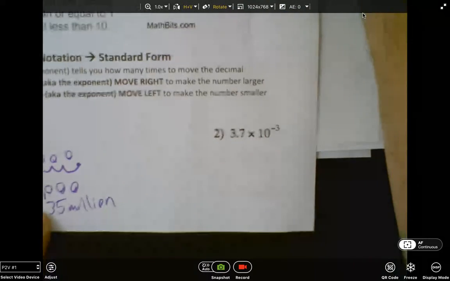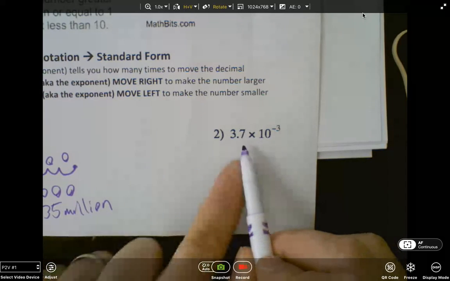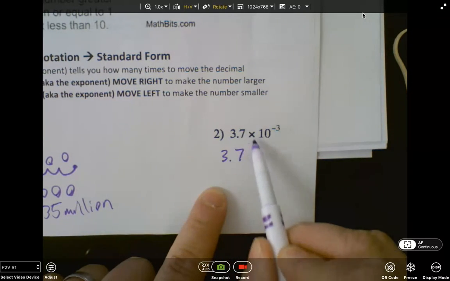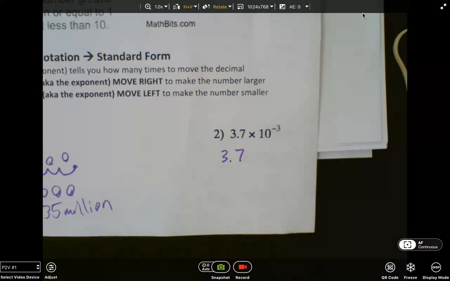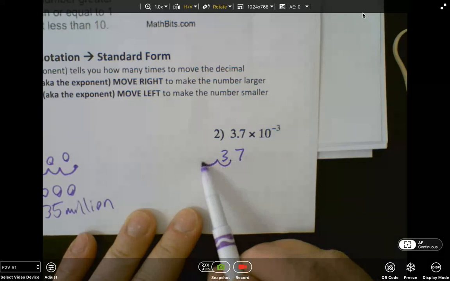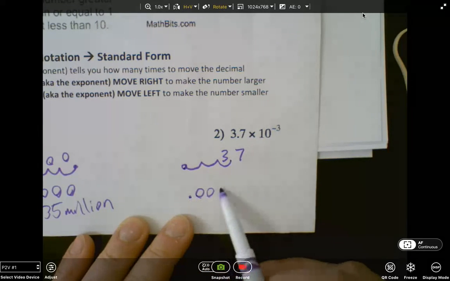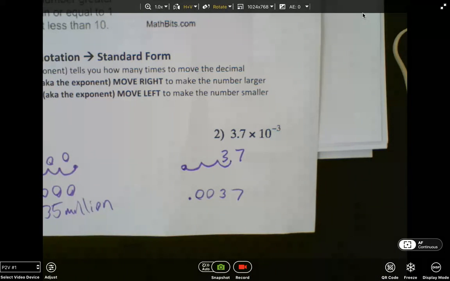Let's look at number 2, and then I'm going to pause the video and have you try the next question. So I'll throw you a koosh. 3.7 times 10 to the negative 3. How am I going to move it? Kylie. 3 to the left, so I'm going to go 1, 2, 3. Add 2 zeros this time. 3, 7. I'll give you a sticker if you know how to say this number.